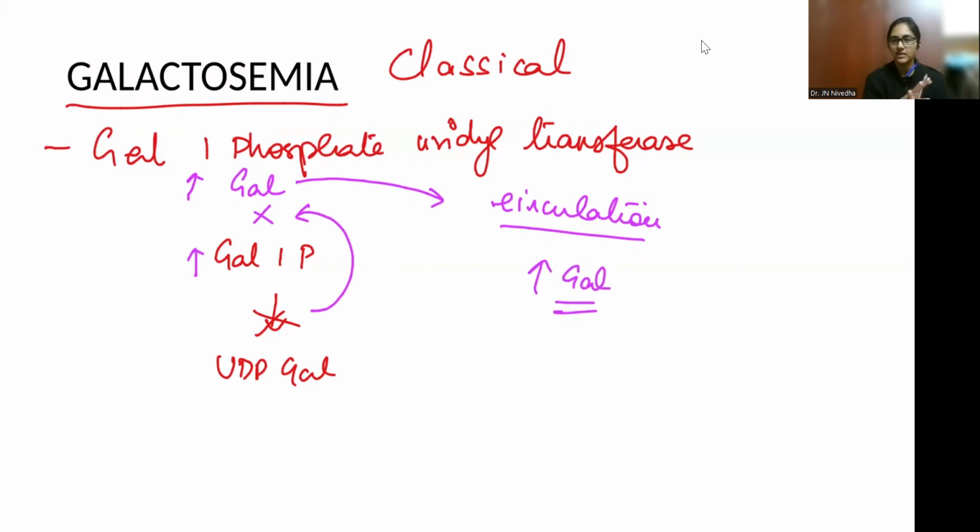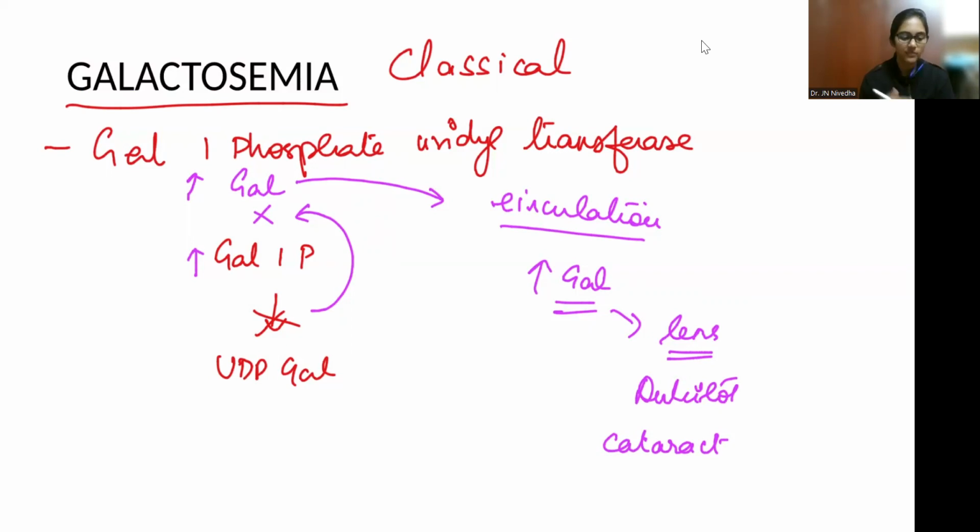As we have seen in the previous case, the excess galactose in the lens fibers, what can happen? It can form dulcitol. Dulcitol is osmotically active. It attracts water. There is swelling of lens fibers, which leads on to cataract. So that is why there is bilateral cataract in this patient. Cataract is a predominant symptom here. Now, what are the biochemical basis of other features of classical galactosemia? Because there is excess galactose in the circulation, there is galactosemia, and then it leads on to the development of cataract.